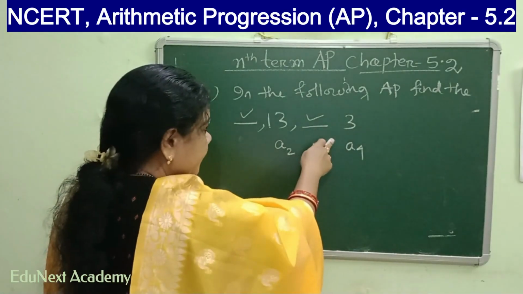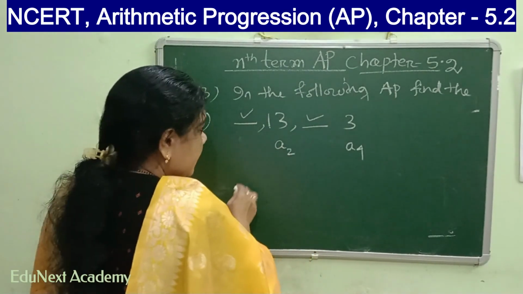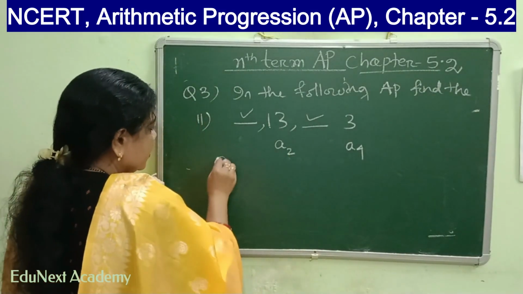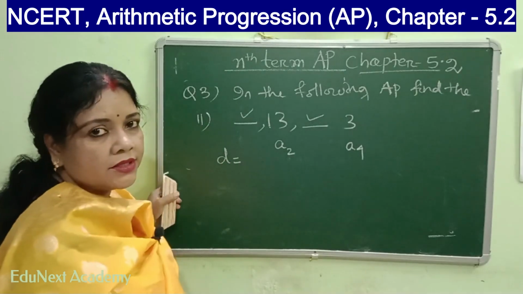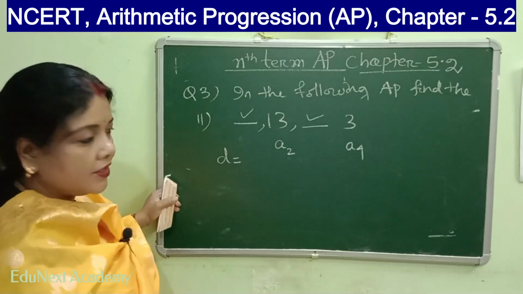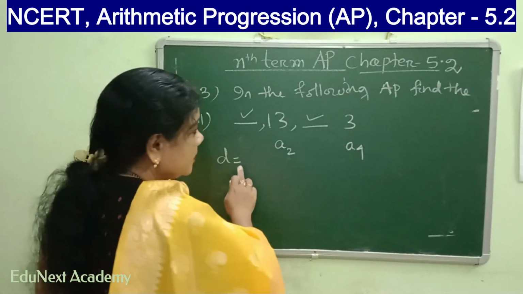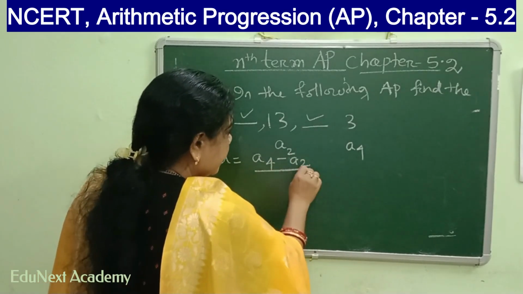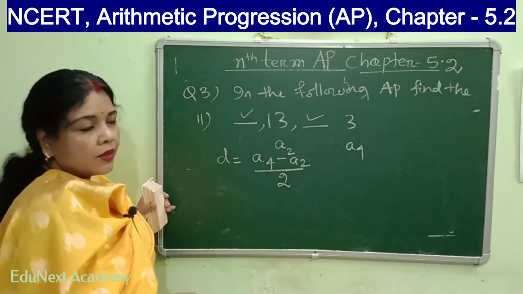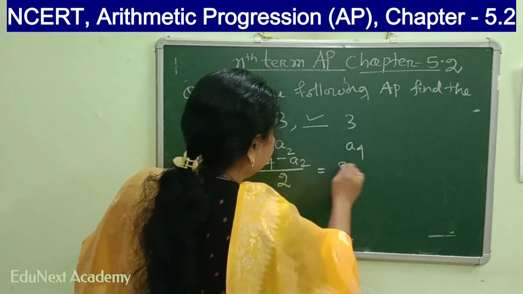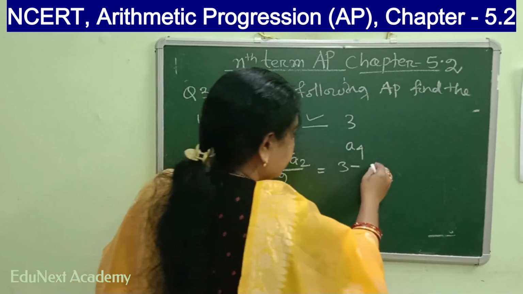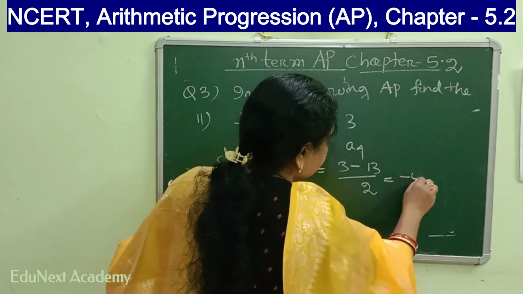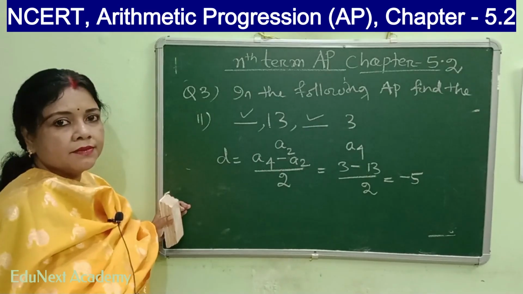So as there are 2 terms missing and we have just 2 terms given, this is the simplest way we can find out. This is the tricky method that we can use to find the difference in this particular case. So D is equal to the last term minus the second term, divided by 2. Okay, so the last term is 3 minus 13 divided by 2, that is minus 5. The difference is minus 5.